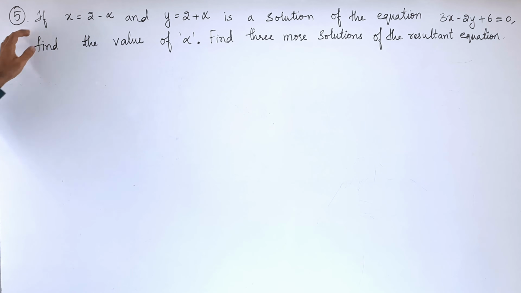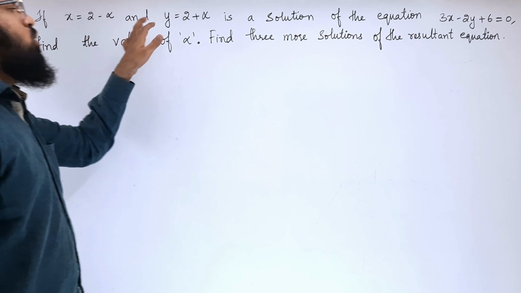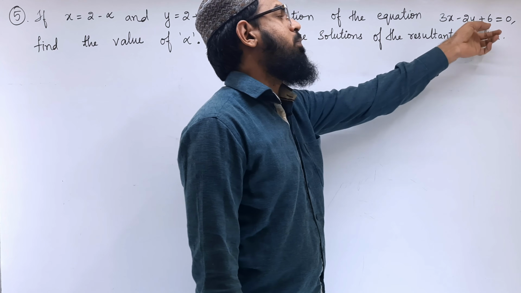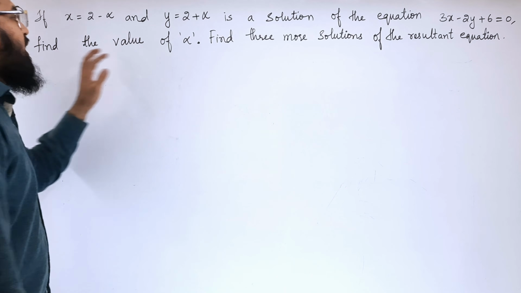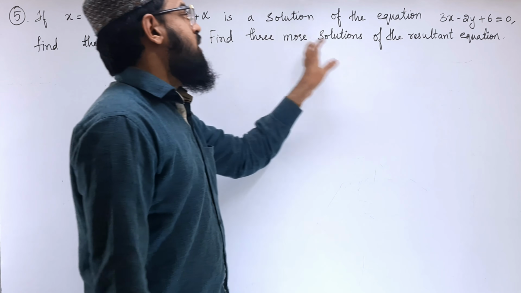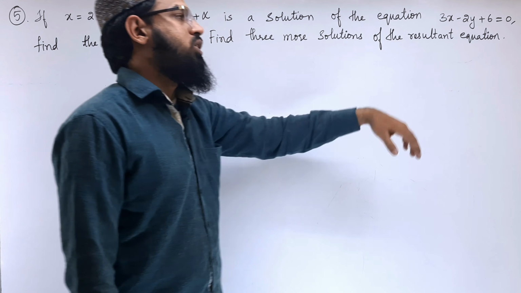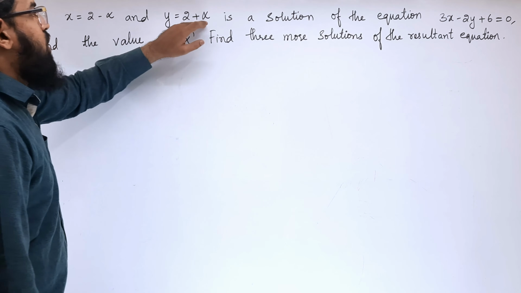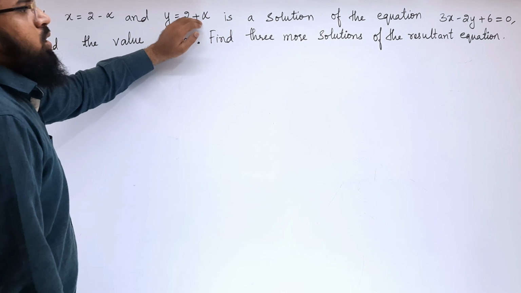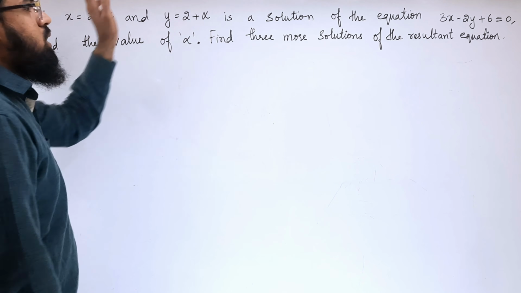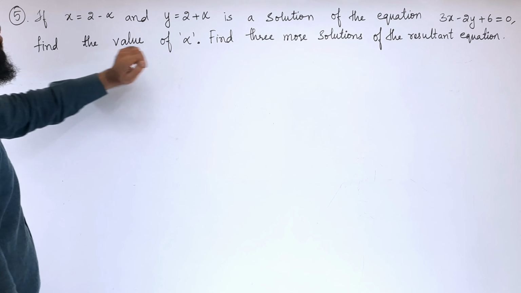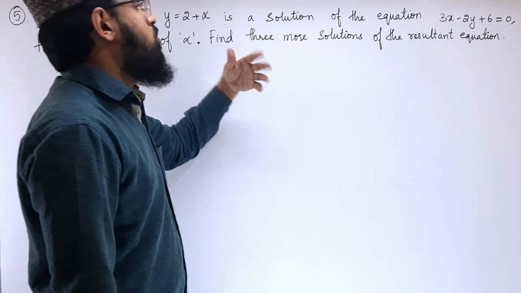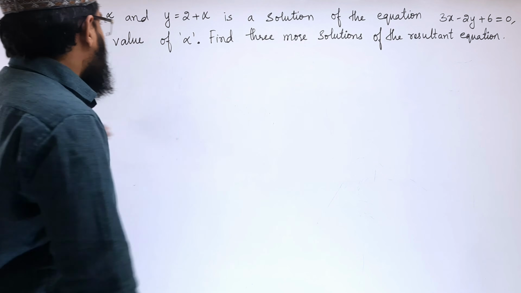Fifth problem: if x is equals to 2 minus alpha and y is equals to 2 plus alpha is a solution of the equation 3x minus 2y plus 6 is equals to 0, find the value of alpha. Find three more solutions of the resultant equation. So this is the given equation, and for this equation we are having this solution. After substituting this in that equation, we need to find out alpha. Then we need to find out three different solutions. So let us start.